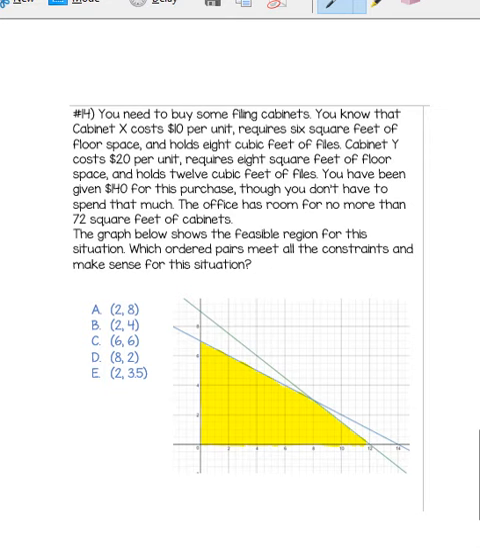All right, we are on our last question. So question number 14, we're given an example of constraints here. It says you need to buy some filing cabinets. You know that cabinet X costs $10 per unit. It requires 6 square feet of floor space. It holds 8 cubic feet of files.